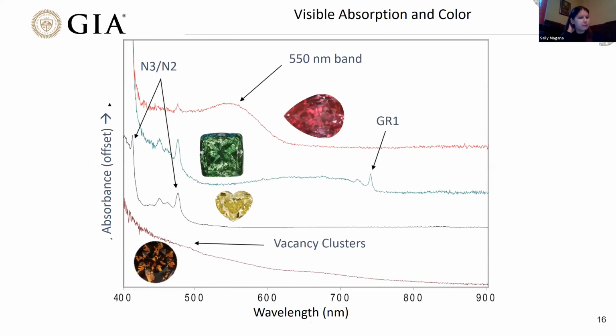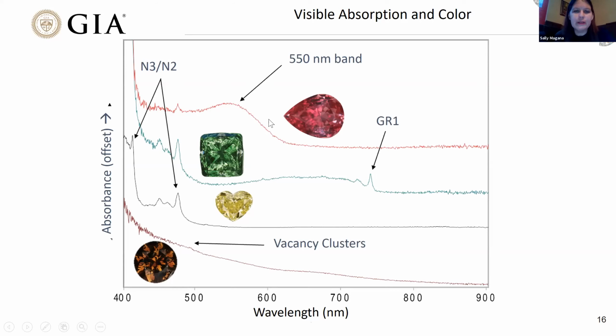So here's an example of several different absorption spectra, and we can see that they're all different and they're all creating very different colors in the diamond. And so we can also see a combination of broad bands like this one in the pink at 550 nanometers, and then we can also see some sharp peaks like these in the blue region that are nitrogen related.